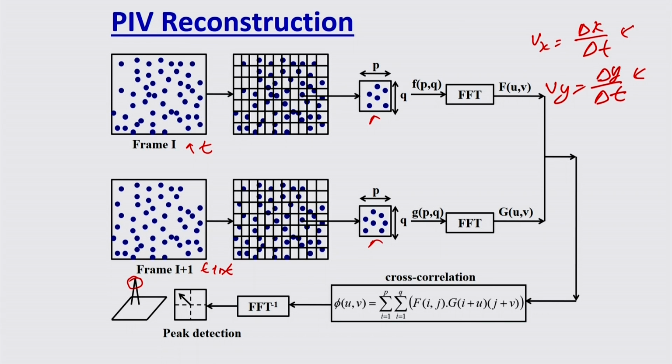Then we cross correlate both the images, and based on the cross correlation we do the inverse FFT and try to find the overall displacement. From that we get a displacement peak, and once you have the x and y location, you can calculate Vx and Vy by delta x by delta t and delta y by delta t. So, this was the reconstruction principle of the PIV.